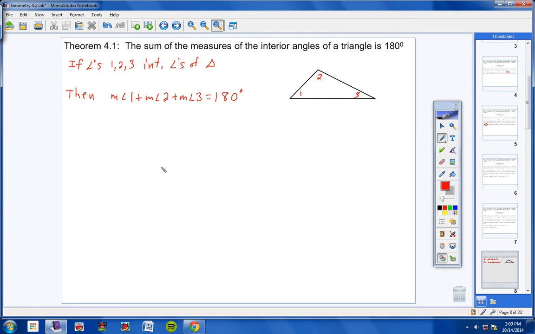Now that's really a simple concept, students. All that we're saying is this: anytime you have a triangle, if you add up the three inside angles, the three interior angles, they will always equal 180. Okay? I'll pause a second while you finish this. We're going to move on.